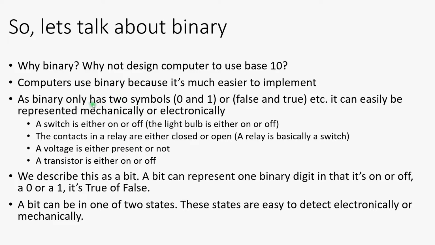When we take this binary digit, which can be on or off, it's described as a bit. A bit represents one binary digit that's either on or off, 0 or 1, true or false. Said another way, the bit can be in one of two states. The states are easy to detect electronically or mechanically.